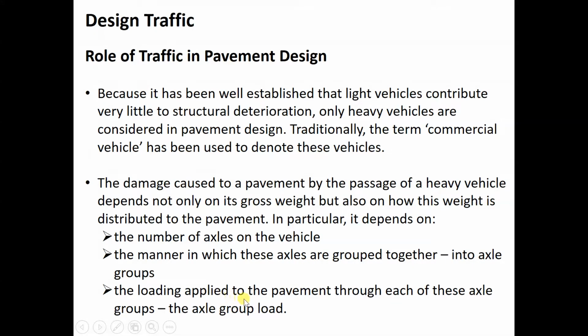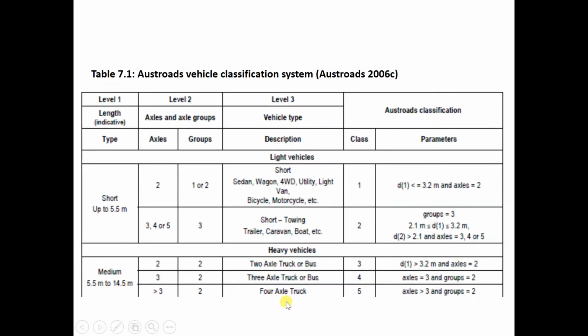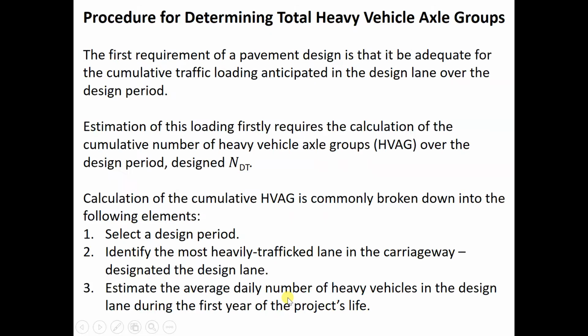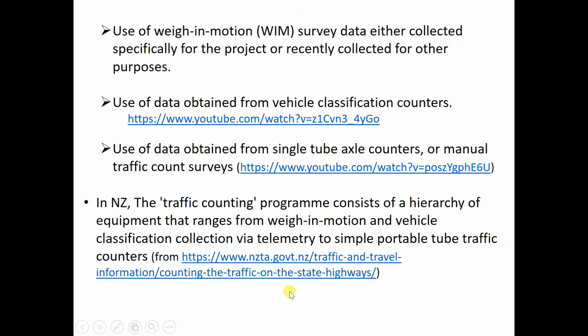The loading is applied to the pavement through each of these axle groups. So that is the axle group load. They have a certain loading applied to the axle group, which we will see later on. I think, where is that? Let me see. Just fast forward.